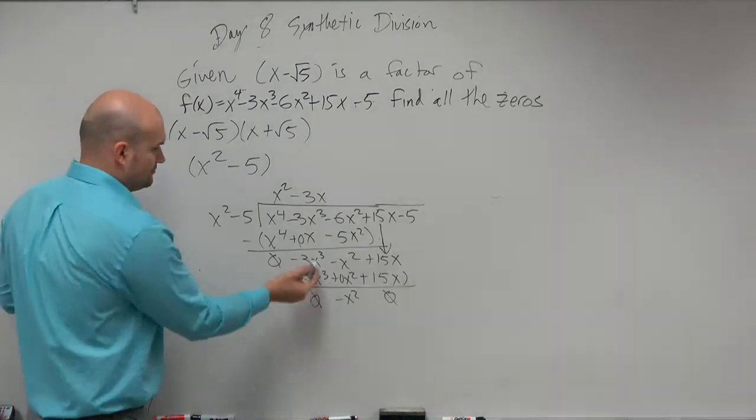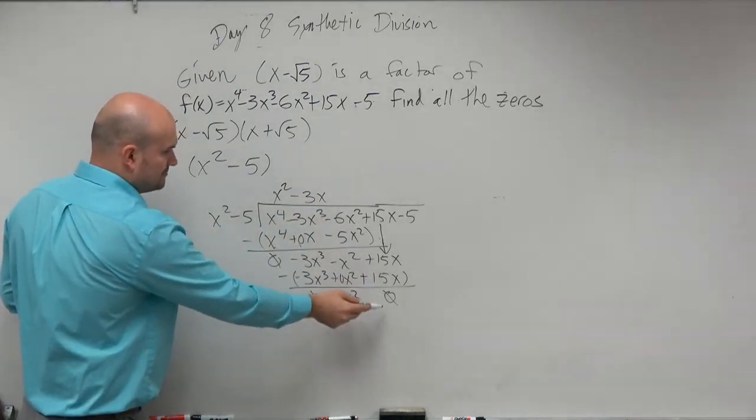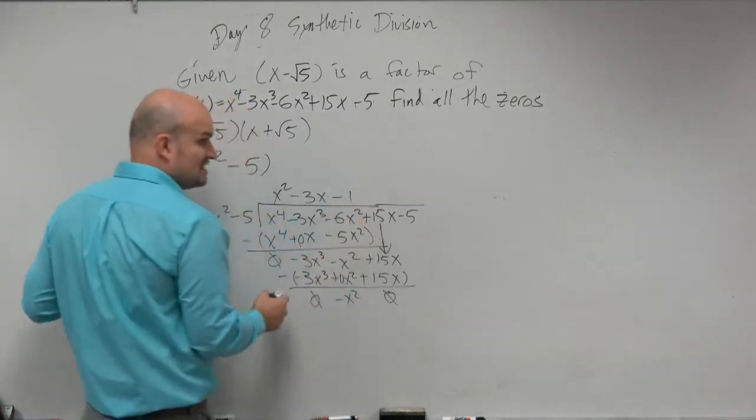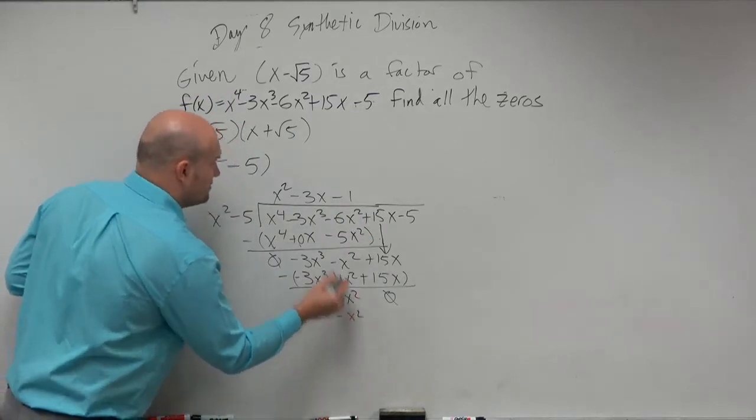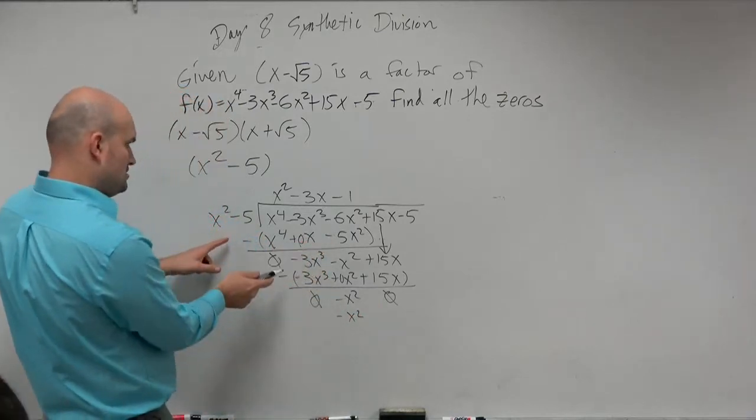Yeah, drop down the 5 too, right? Yep. So x squared divides into negative x squared negative 1 times. Negative 1 times x squared is? Negative x squared. And then negative 1 times negative 5 is? Negative 5 and top down.